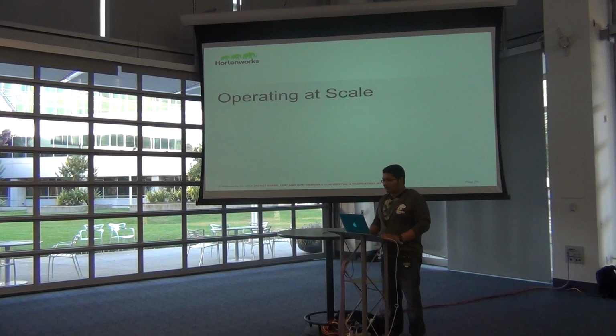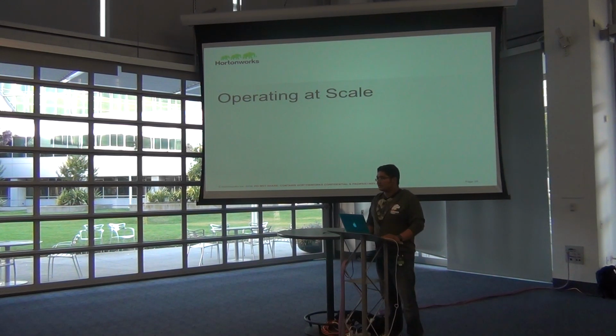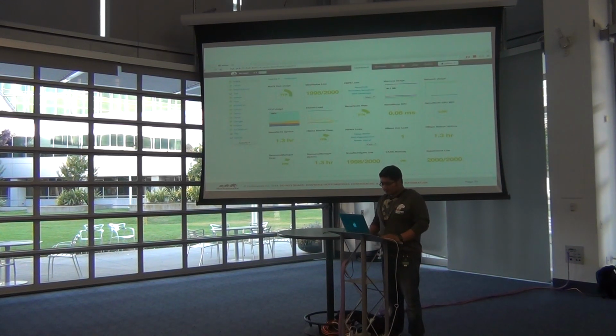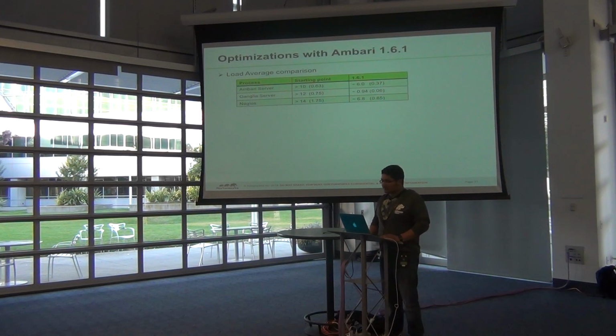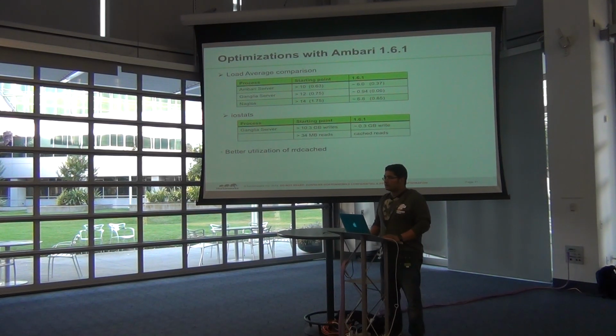Alright, so we look at scale, operating at scale. What we have tested currently is with the 2000 node cluster. So Ambari 1.6.1 actually officially supports up to 2000 nodes, with one single server. Just some metrics to present. A lot of optimization went into 1.6.1 to allow support for 2000 node clusters. Again, all of the optimizations were done at the application level and none below it.